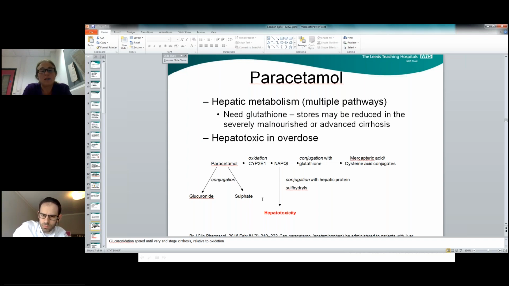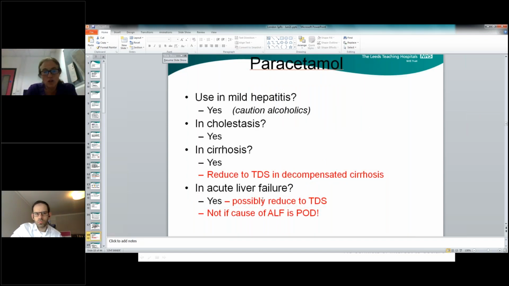So in actual fact, in our paracetamol situation, in our mild hepatitis patient, yes, we can use paracetamol. Just be a little bit cautious in alcoholics, but normal dose, wouldn't be worried about it. In our cholestatic patient, again, normal dose, there's nothing to be concerned about. And in our cirrhotic patient, the one that I've given you, who's on the cusp but is compensated, then it's fine to use paracetamol, and actually it would be our drug of choice.